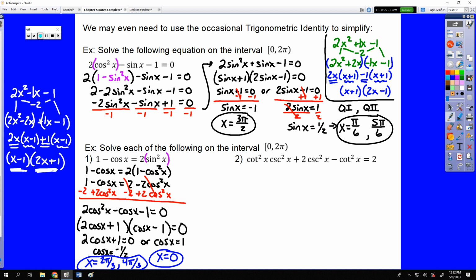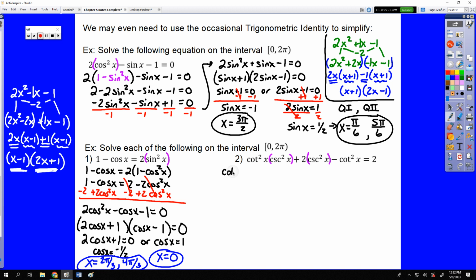Okay, last example for this video, because that's all I'm going to have time to do during my prep today, is this last example here. Again, we're going to look at this and we see cotangent squared and cosecant squared. In both of those cases, we are looking at equations where we can replace the cosecant squared with its trig identity alternative.